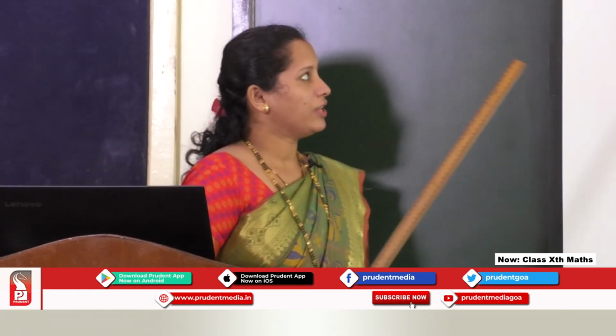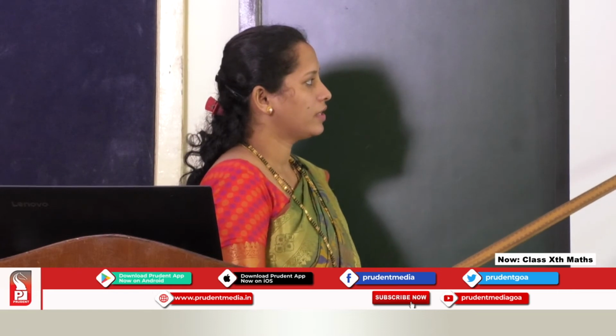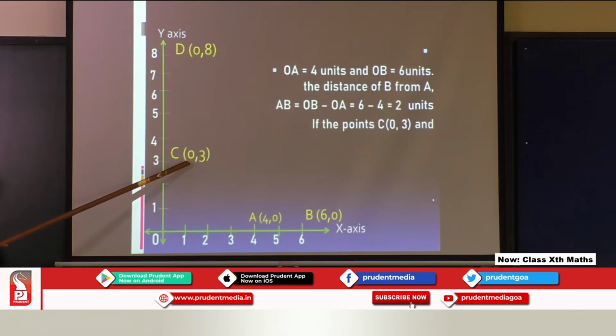Now if there are 2 points on the y-axis, that is C point, whose coordinates are 0, 3, and D, 0, 8. Now if you want to find the distance between these 2 points, what you have to do? First you have to find the distance of OC. So what is the distance of OC? It is from 0 to 3, it is 3 units, and from 0 to D it is 8 units.